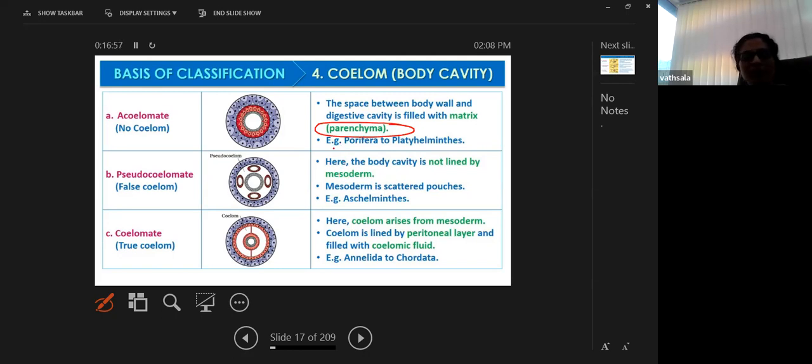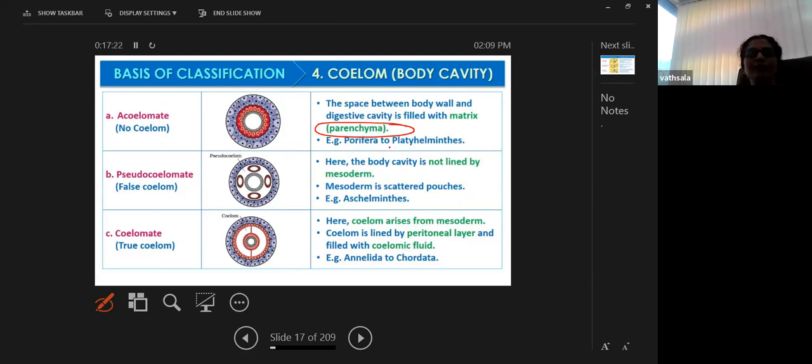That parenchyma means what? Loosely arranged tissue. Chyma means tissue. It need not be confined only to the plant cell. Are you getting my point? So chyma means tissue, simply tissue. So porifera to platyhelminthes, they are acoelomates. That means porifera, coelenterata, platyhelminthes.